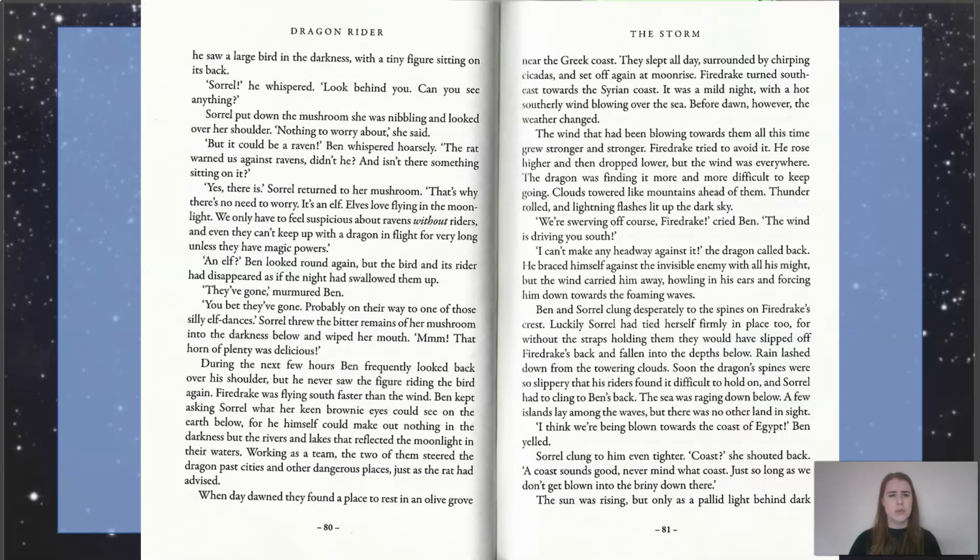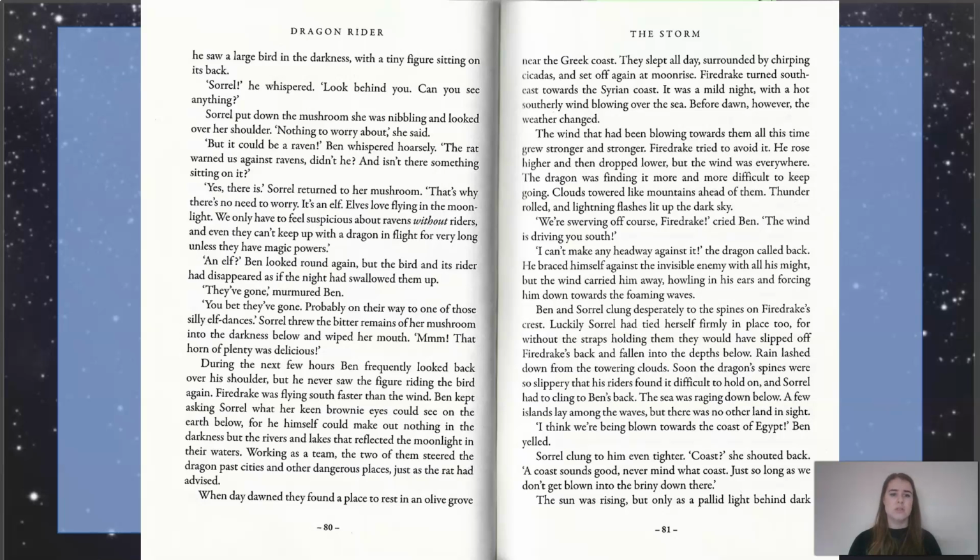For a moment, he thought he saw a large bird in the darkness with a tiny figure sitting on its back. "Sorrel," he whispered, "look behind you. Can you see anything?" Sorrel put down the mushroom she was nibbling and looked over her shoulder. "Nothing to worry about," she said. "But it could be a raven," Ben whispered hoarsely. "The rat warned us against ravens, didn't he? Isn't there something sitting on it?"